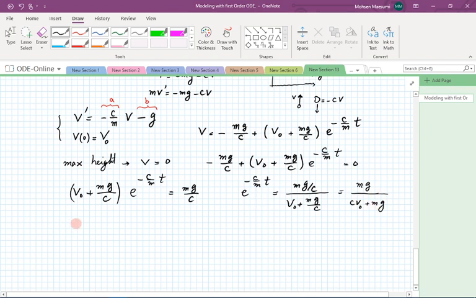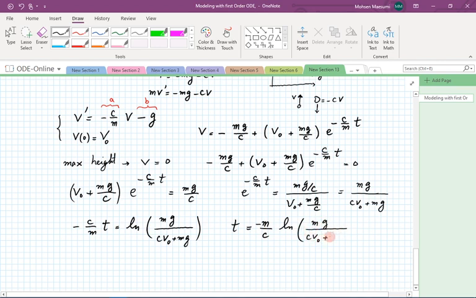Now I take a logarithm from both sides, and as a result I'll get minus c over m t is equal to the logarithm of that expression. Notice that the denominator is bigger than the numerator. All the coefficients here are positive. So the logarithm of a number that's less than 1 is going to be negative. That's going to cancel that negative, and therefore the t that I'm going to get is eventually going to be a positive number. So t is going to be m over c, I multiply by m, divide by c, I still have that negative, and then logarithm of this expression. So this is the time to reach the maximum height.